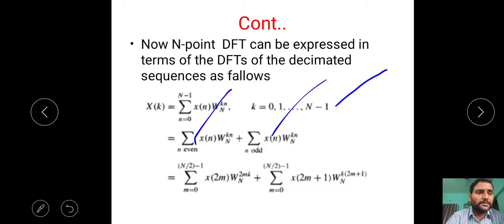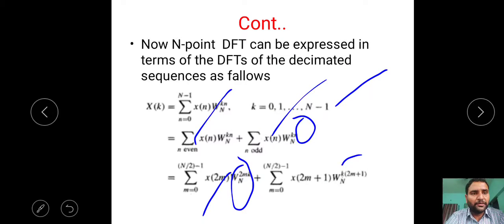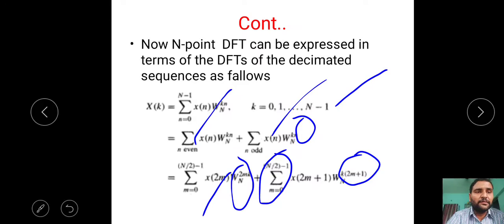Why? Because in the given sequence we have 4 odd samples and 4 even samples. First one, summation m equal to 0 to N by 2 minus 1, x of 2m, W_N^{2mk}. Next, summation m equal to 0 to N by 2 minus 1, x of 2m plus 1, W_N^{k(2m+1)}. In place of n, here we have written 2m for even, and here we have written 2m plus 1 for odd. The size of each summation is half of the entire length, N by 2 minus 1.